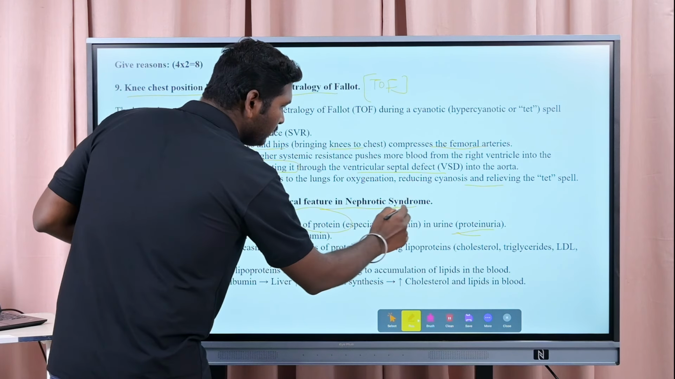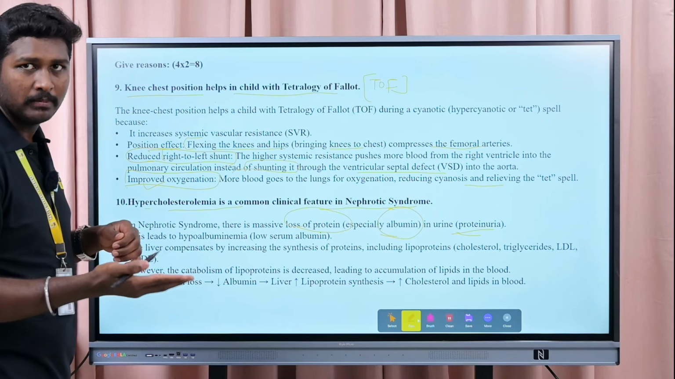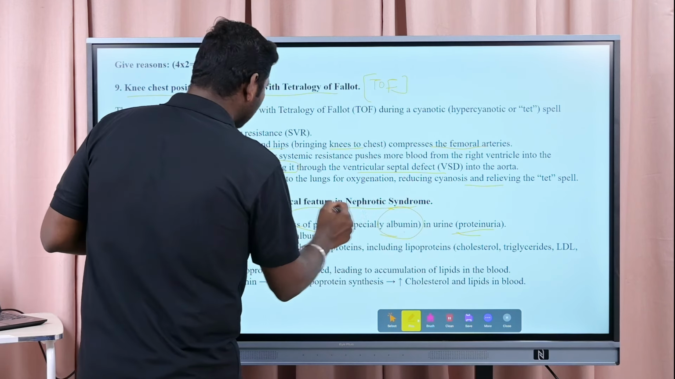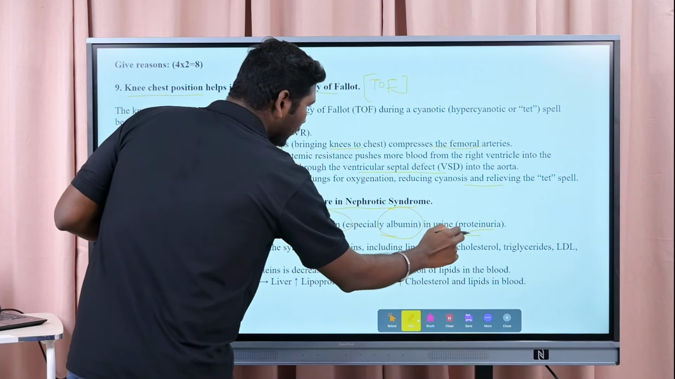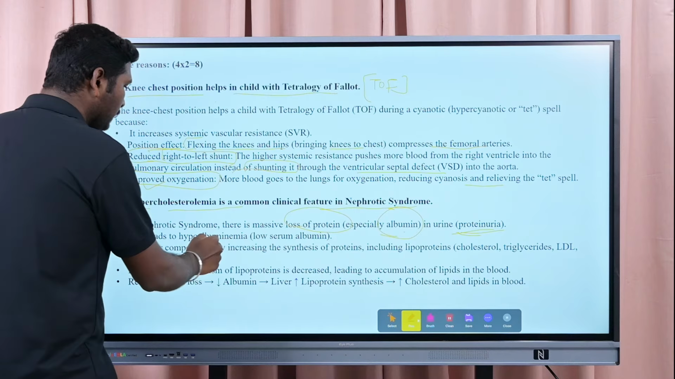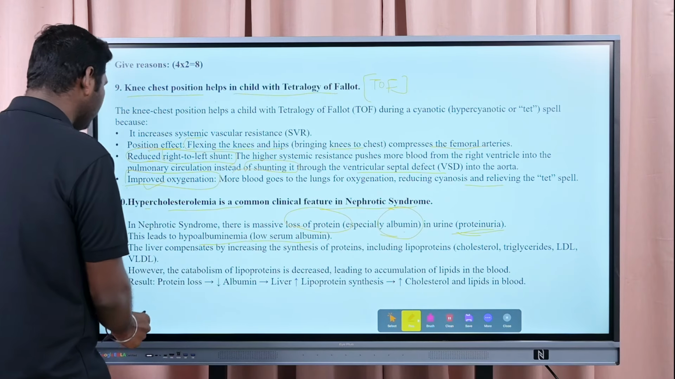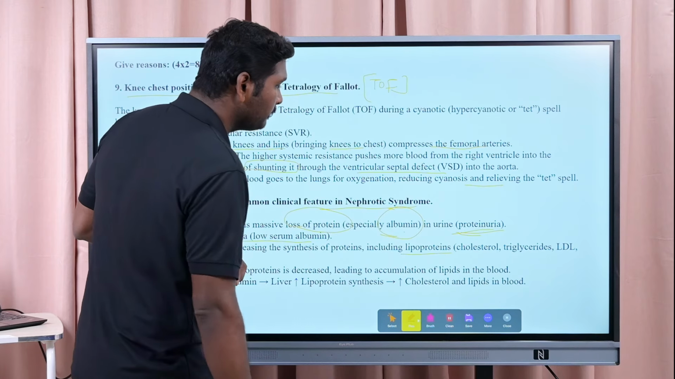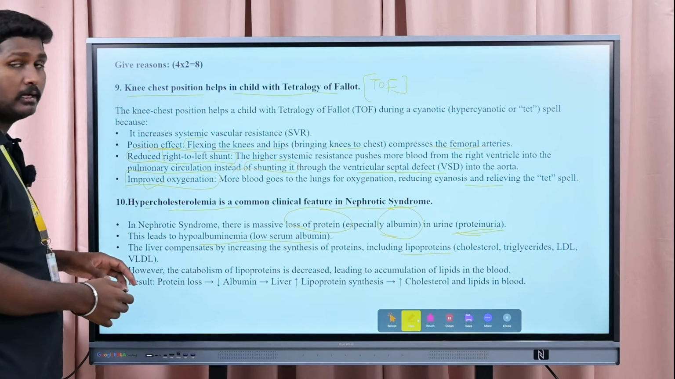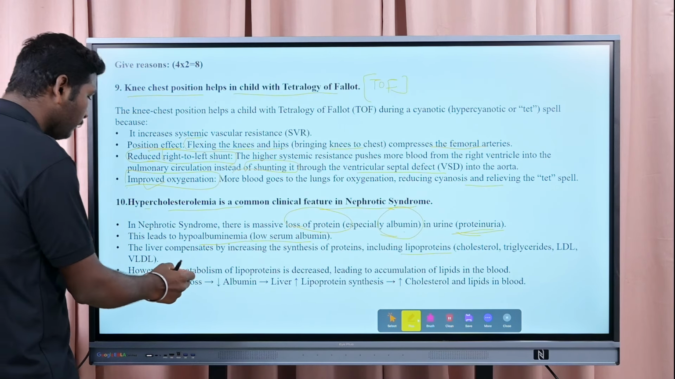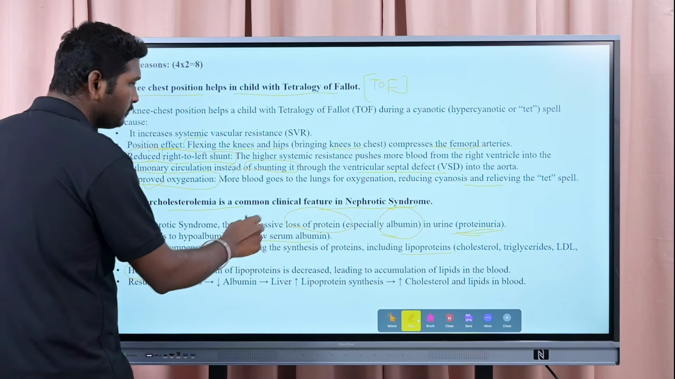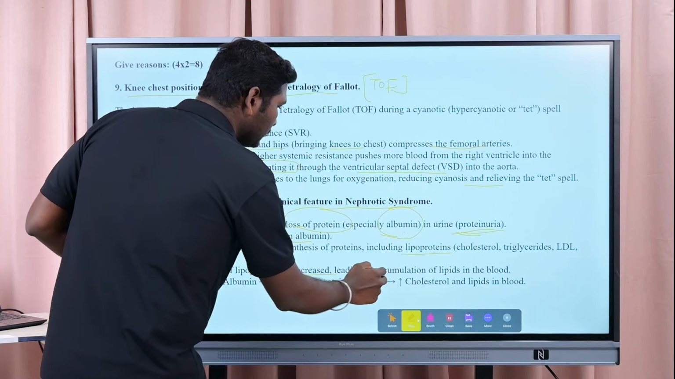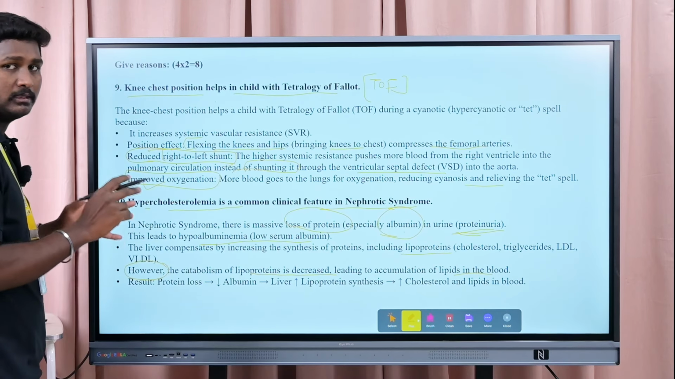In that, especially albumin is excreted in the urine, again a loss of protein, and this results in hypoalbuminemia and proteinuria. This leads to hypoalbuminemia, as I told you, because there will be low serum albumin. The liver compensates by increasing the synthesis of proteins, which includes lipoproteins such as cholesterol, triglycerides, LDL and very low density lipoproteins. However, although hypoalbuminemia and proteinuria are seen in nephrotic syndrome, the catabolism of lipoproteins is decreased, leading to the accumulation of lipids in the body, that is, the blood.